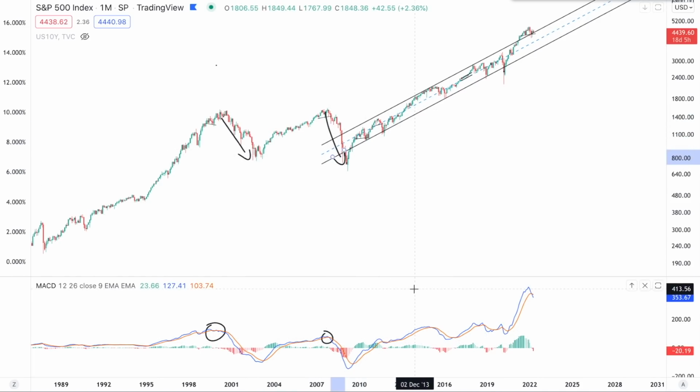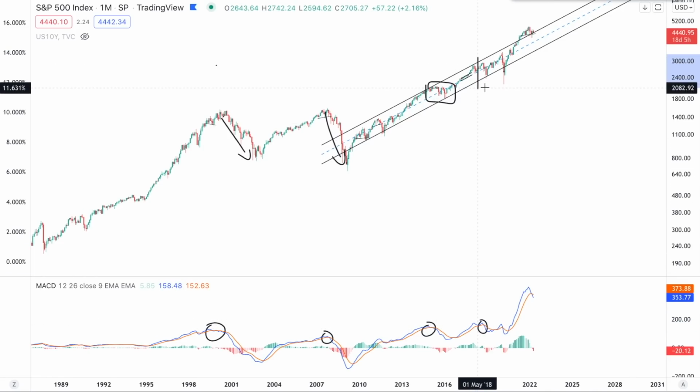The same thing happens here in 2015. You have a crossover, it leads to a period of consolidation in the market. And again in 2018, right here, crossover, period of consolidation in the market. So can we expect a very similar type of development now that we have this crossover on the S&P 500?